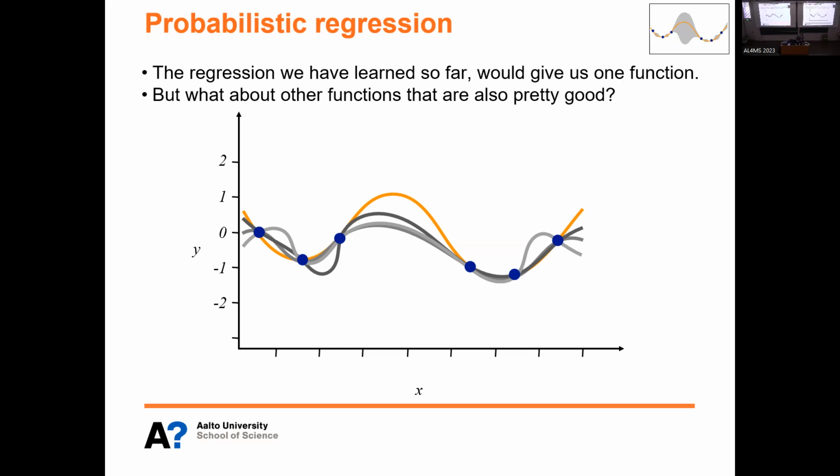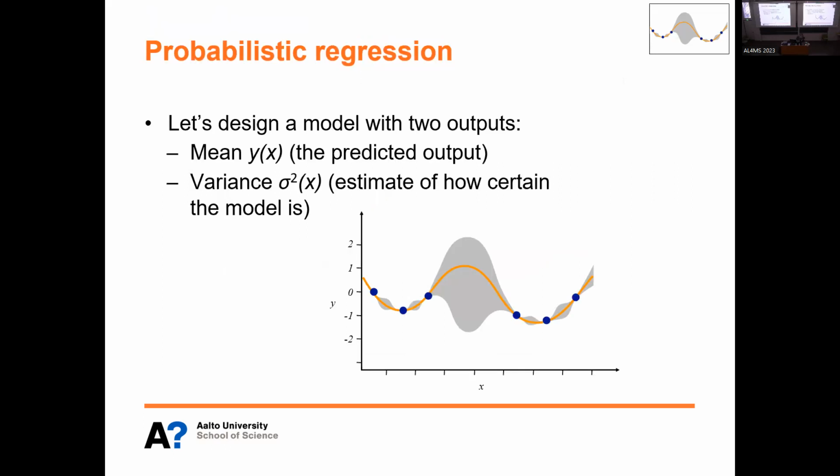All right, so let's go to the probabilistic regression. Like we saw yesterday, the point is that we are not only wanting to see the most likely prediction for the function, that's the orange line here, but we are also interested in seeing what are the other possible functions that could fit together with the data that we are seeing. For that reason, we want to design a model that has two outputs, the mean and also the variance of the predictions.